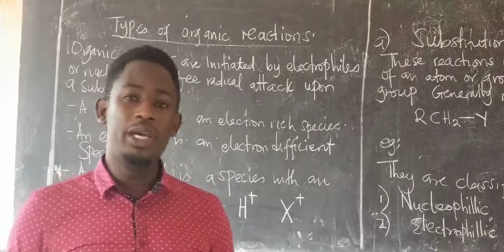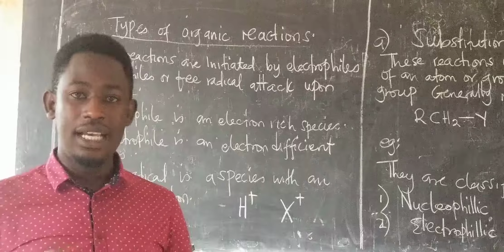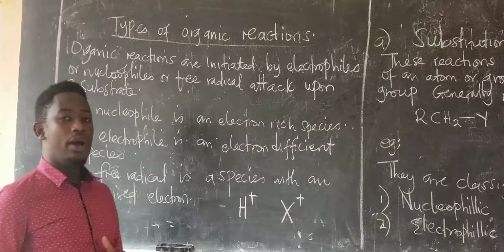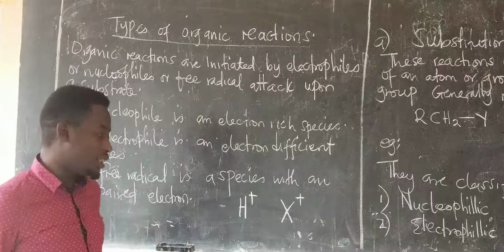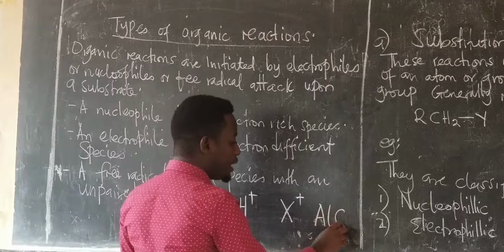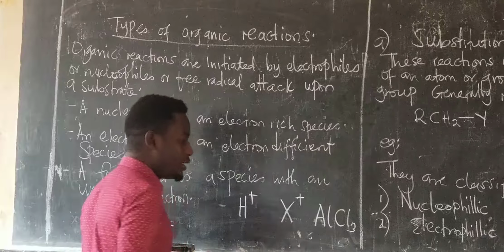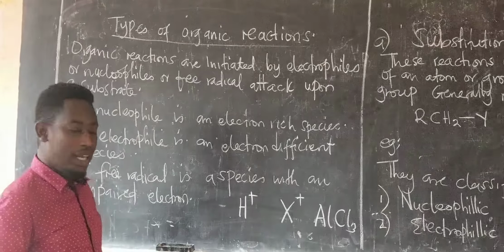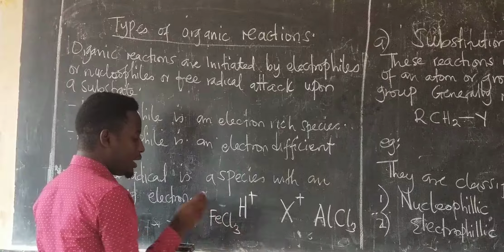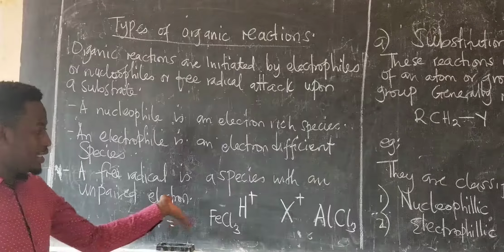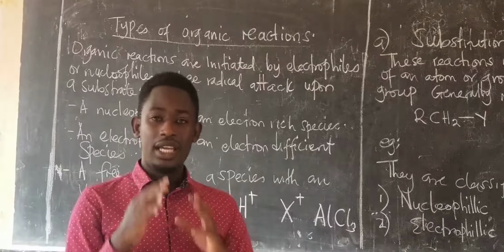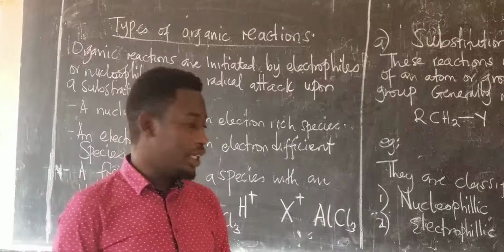It can also be what we call Lewis acids. Lewis acids are compounds which are also electron deficient. Some of those acids, for example, aluminium chloride, it is considered a Lewis acid. If you look at iron chloride, it is also considered as a Lewis acid. These are some of the electrophiles that we are going to be dealing with in organic chemistry. Are we together with that?